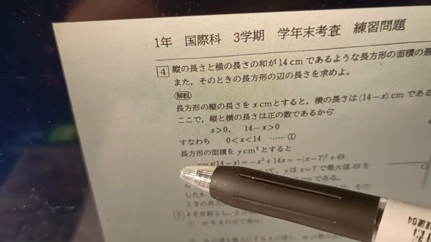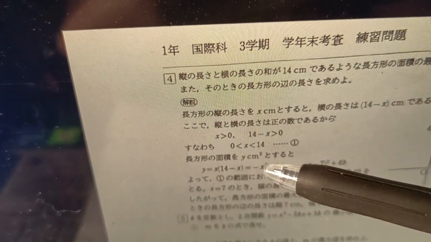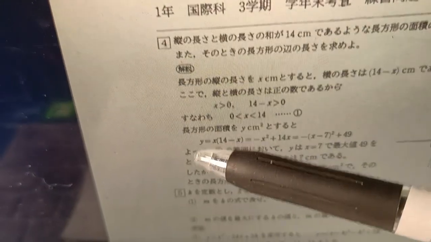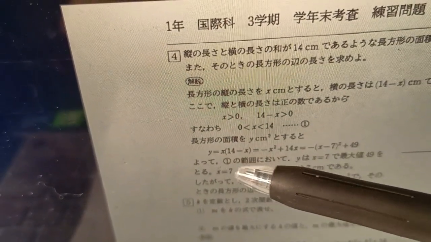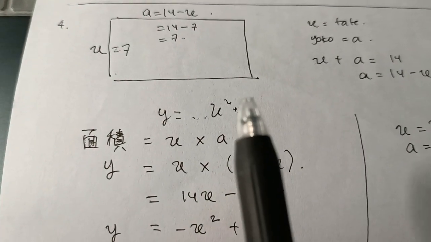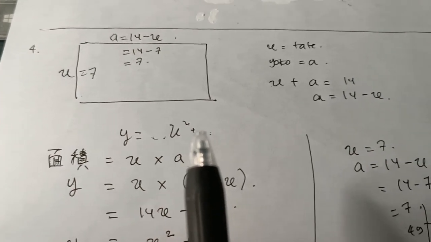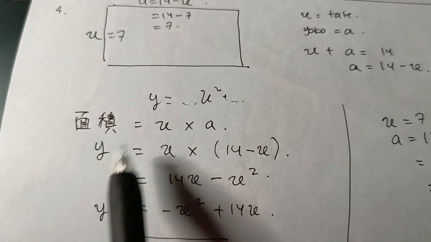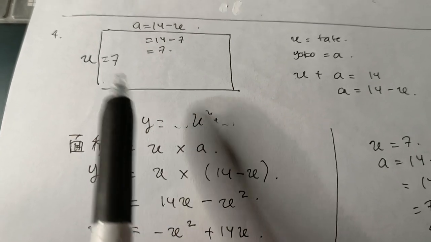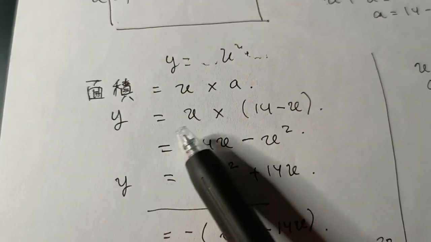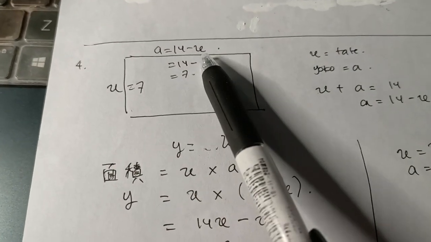And then it said 長方形の面積を y centimeter とすると. If we define the area of the rectangle as y, we can understand that y is equal to x multiplied by 14 minus x. Hold on a minute, I'm defining it as well: the menseki as y. Menseki is x multiplied by a. The area of the rectangle is x multiplied by a, so y is equal to x multiplied by 14 minus x, because a is 14 minus x, right?